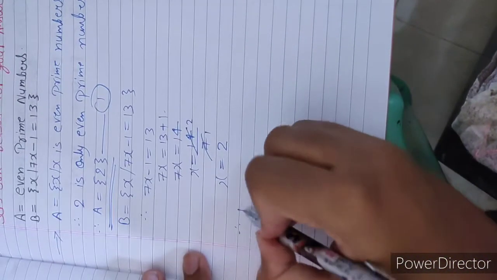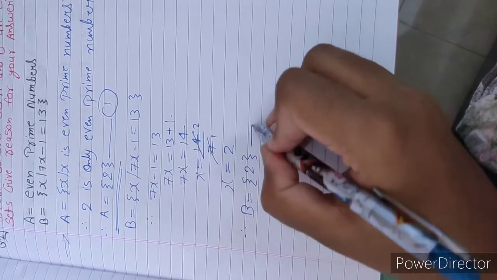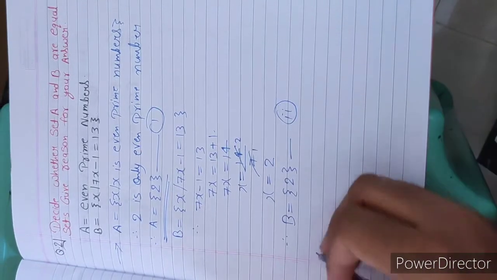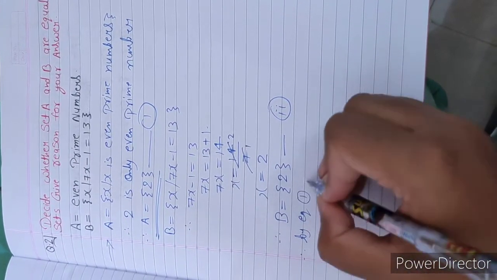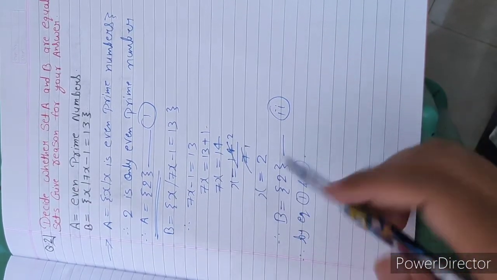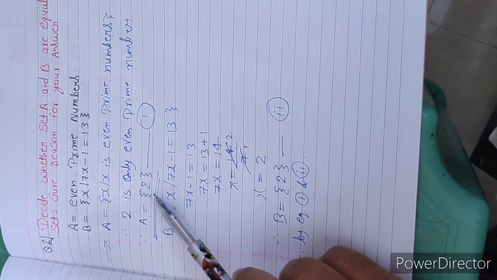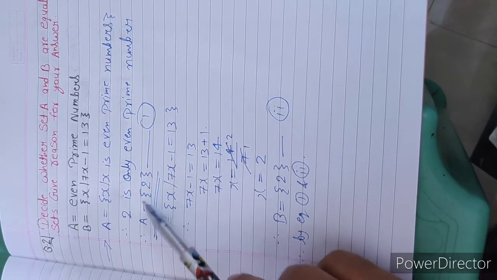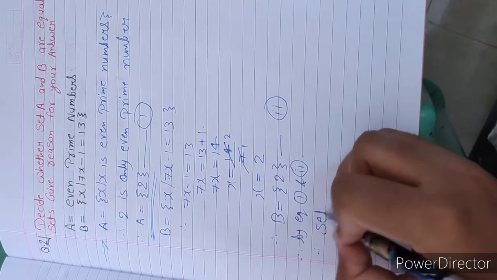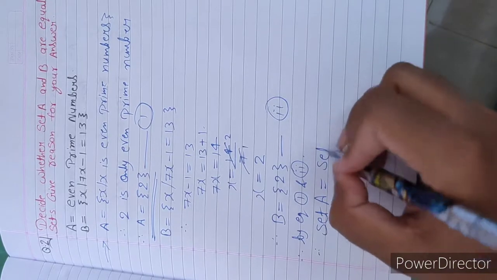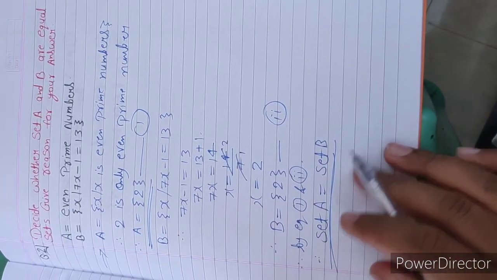Again, in set B, we got the element 2. By equation 1 and 2, what are we getting? We are getting that there is only a single element. In set A we are getting 2, and in set B also we are getting 2. So we will write that set A is equal to set B. This is our final answer. Okay, understood everyone? Now let's move on.